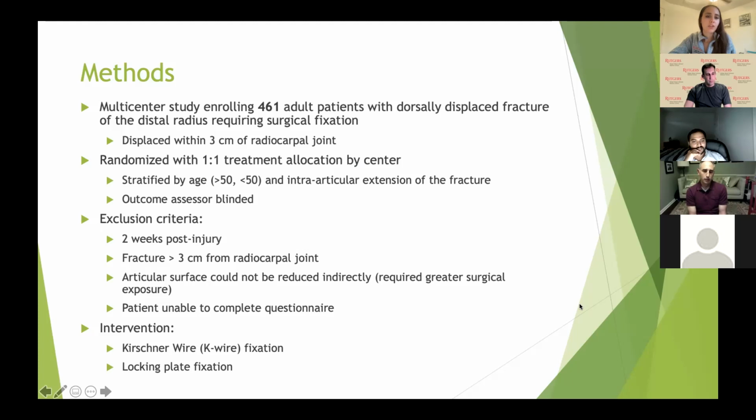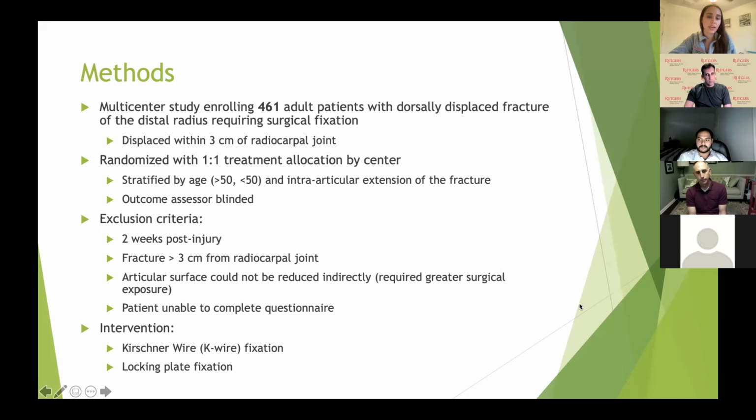They randomized patients with a 1-to-1 treatment allocation by center. So the groups were chosen based on center. One center would be assigned to treat with a K-wire, the other with volar plating. And then they also decided to stratify the groups by age and by intra-articular extension of the fracture, as they thought these were 2 variables that could affect the bone quality. So age was over 50 and under 50, and then whether or not there was intra-articular extension of the fracture.